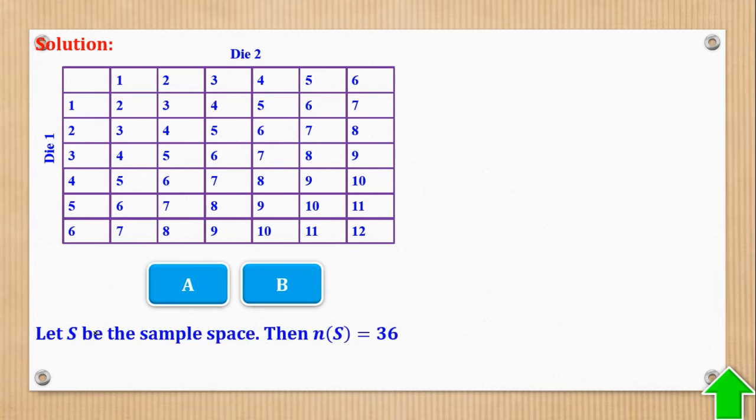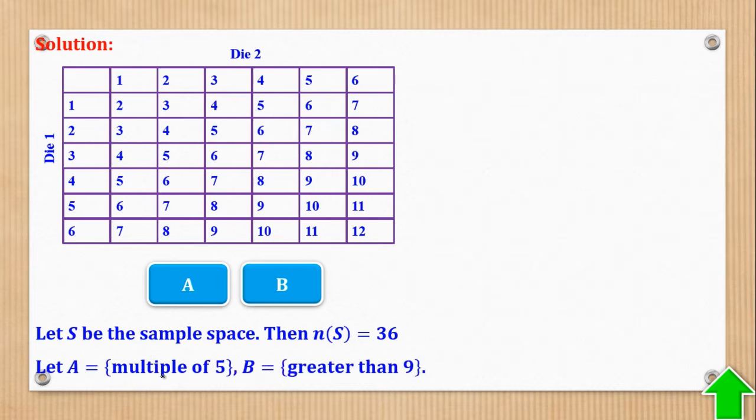Now let S denote the sample space. That implies that the size of S is equal to 36. Sample space, for example, this is the whole of this. If I count all of them, I'll come up with 36 because this is 6, this is 6. So 6 times 6 gives you 36 outcomes.